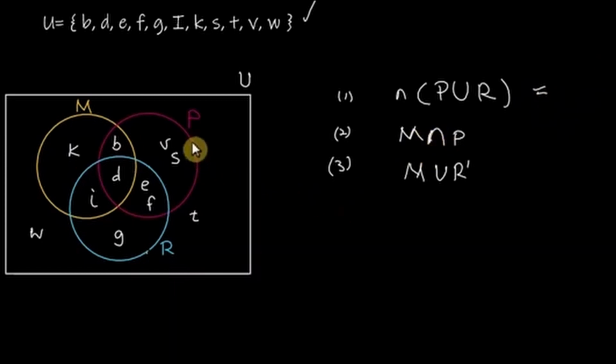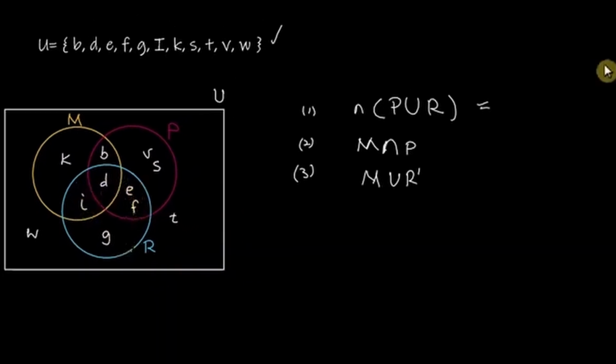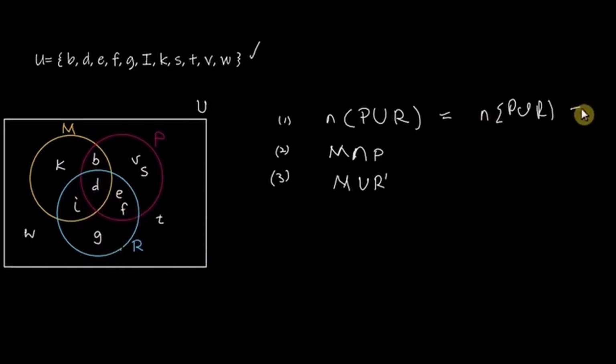So all we need to do is count them. So let's count together. So it's 1, 2, 3, 4, 5, 6, 7, 8. So we have the union is actually equal to 8. That's the number of elements in the union of P and R.